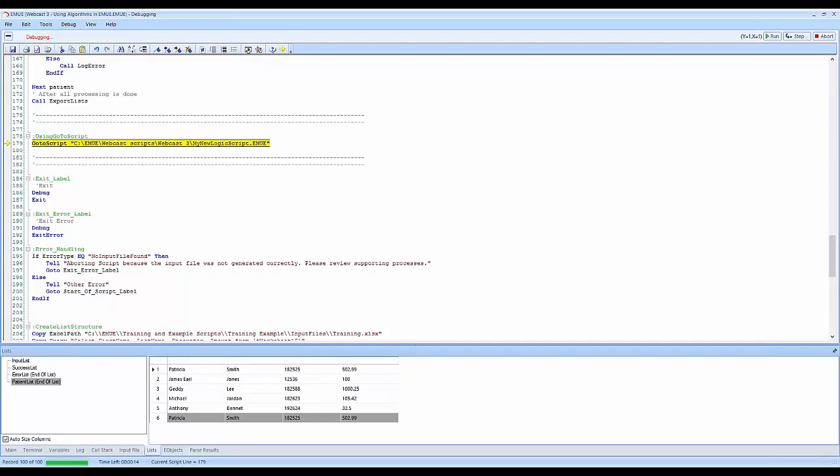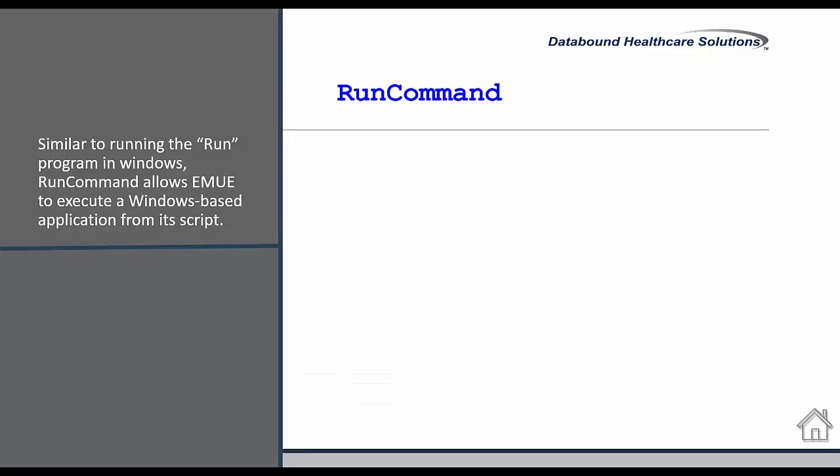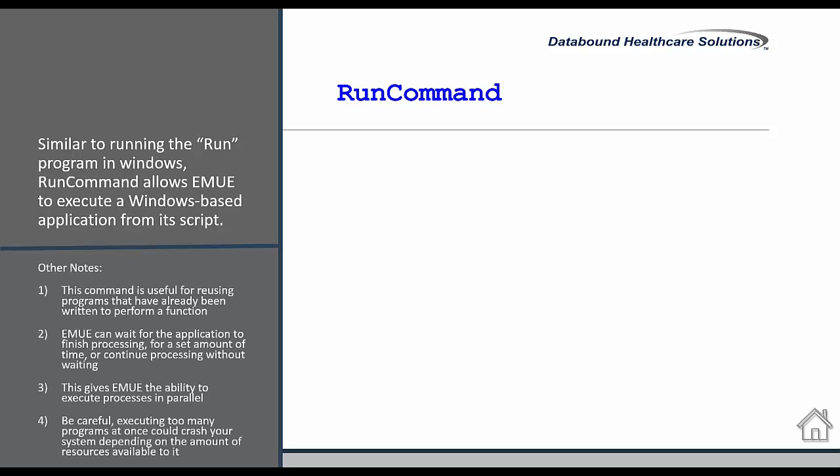Let me pause. I'm going to go back to our PowerPoint real quick. Earlier we talked about run command. The run command is really useful and really powerful because it emulates the run function that you have in Windows. We're able to run Windows-based programs through EMUE. Some notes on this is that it's useful for using programs that have already been written to perform a function. EMUE can wait for the application to finish processing for either waiting forever or it can wait for a specified amount of time.